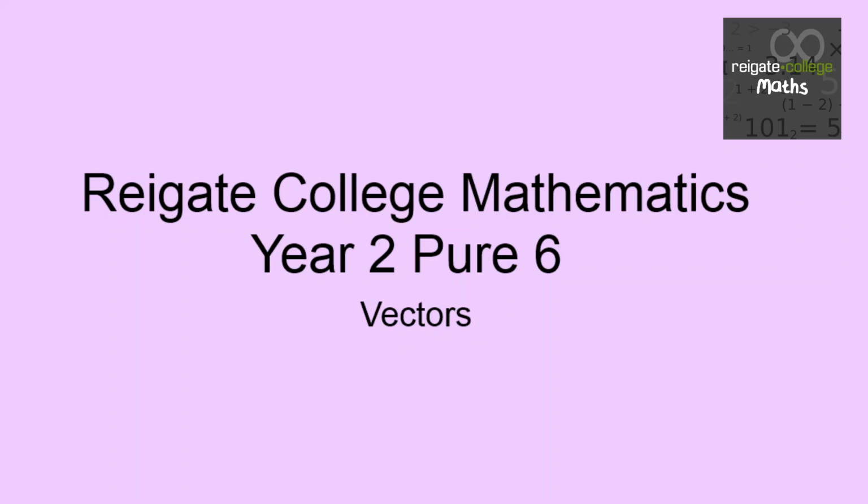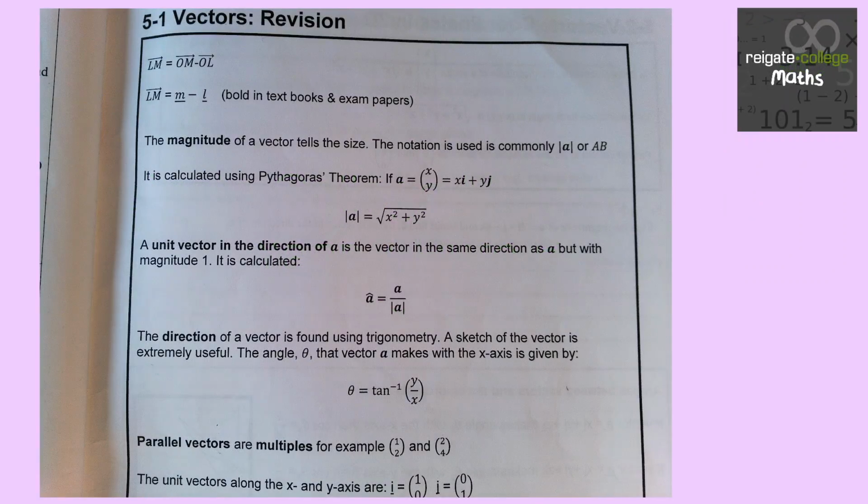This is Reigate College Maths, Year 2 Pure 6, and we're covering vectors. There's not a great deal that's new in the vectors that you do in Year 2. We'll just look at a very quick bit of revision of the Year 1 vectors.